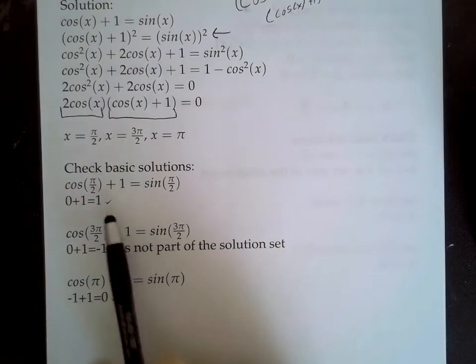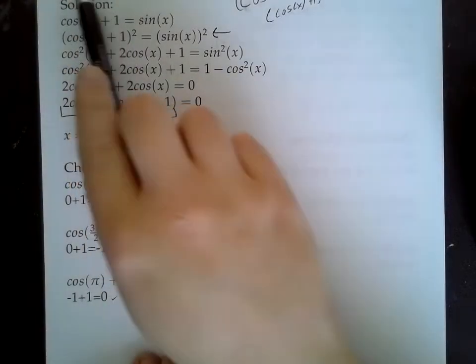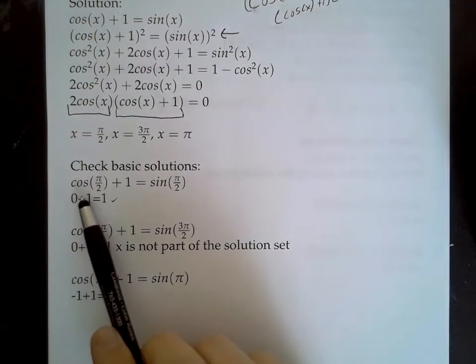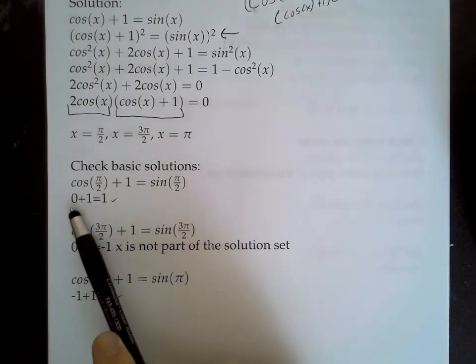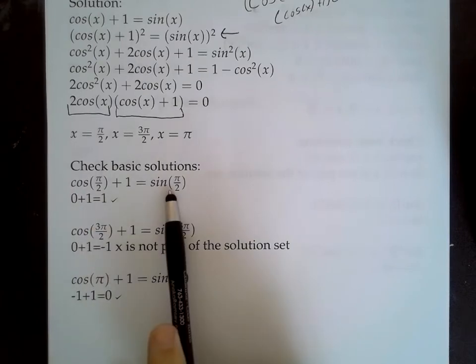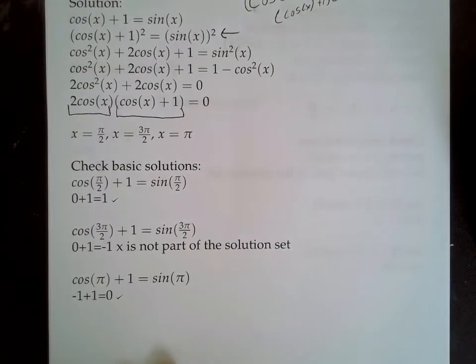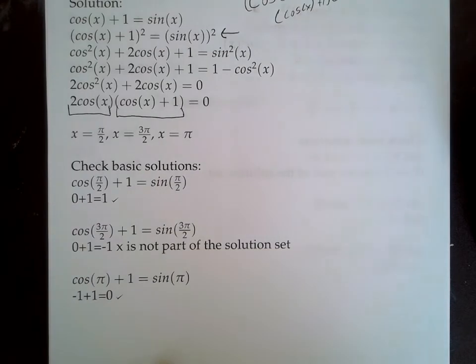Checking my first basic solution, I'm going to plug it back into my original equation, just like you would in any algebra class. I get cosine of pi over 2 plus 1 is equal to sine of pi over 2. Cosine of pi over 2 is equal to 0, plus 1, and then sine of pi over 2 is equal to 1. So that solution is going to check out. When I go to write my general solution, I'm going to write pi over 2 as one of my general solutions. These are just checking our basic solutions; you would still need to write them as general solutions.